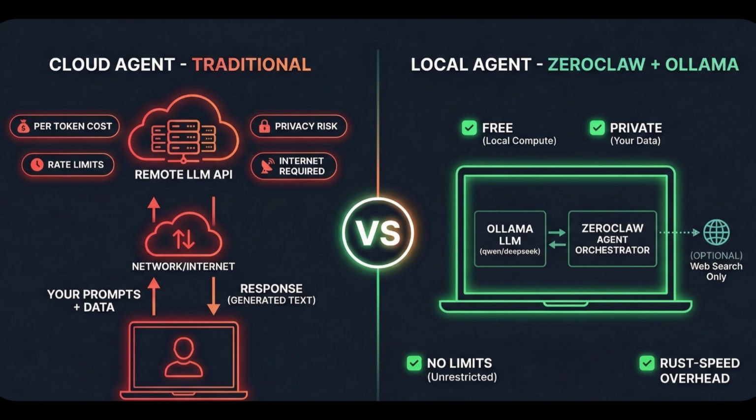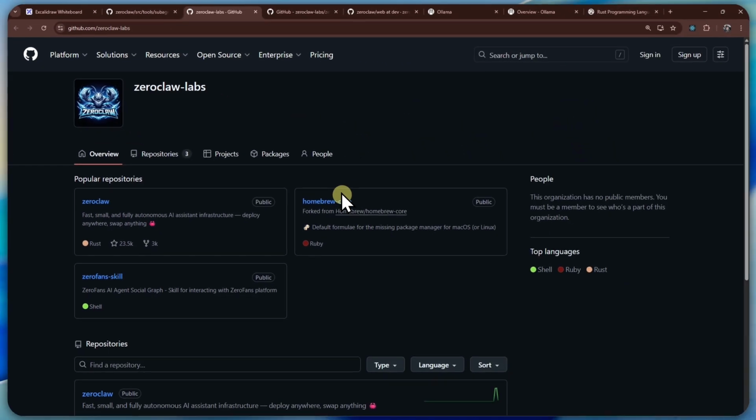And because ZeroClaw is built in Rust, it adds almost no overhead on top of the model itself. You are getting essentially raw model performance with an agent orchestration layer on top.